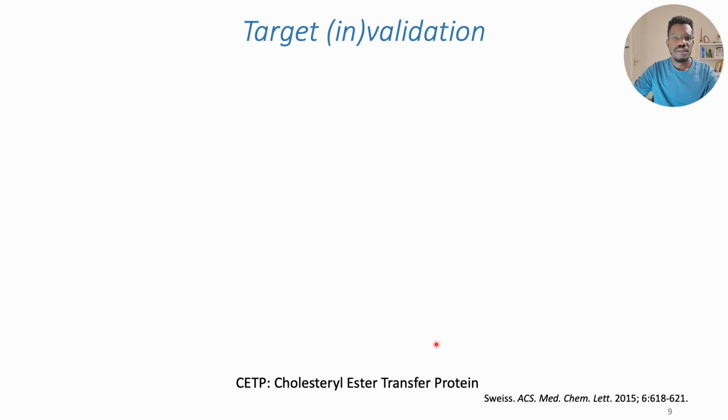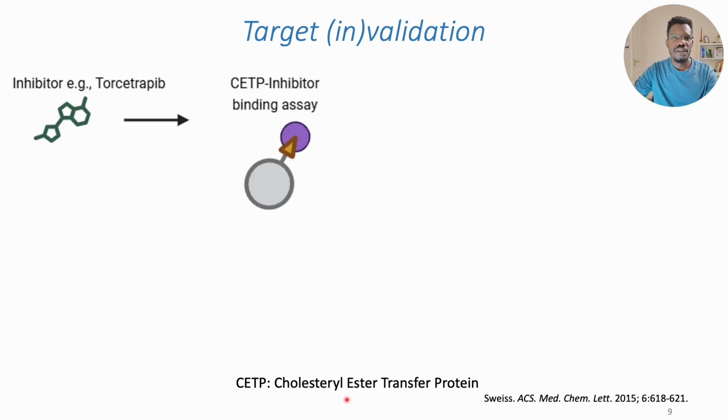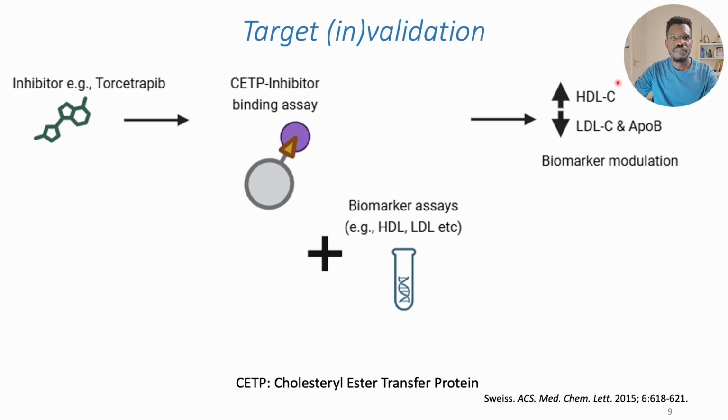The example focuses on CETP inhibitors which failed in multiple clinical trials despite successfully modulating lipid biomarkers in phase 3. In hindsight, the researchers could have strengthened their target validation process by first confirming adequate CETP occupancy by the inhibitors such as torcetrapib, and then evaluating whether this target engagement translated into meaningful biomarker changes. Validation is achieved when target binding leads to the expected biomarker response and desired efficacy.